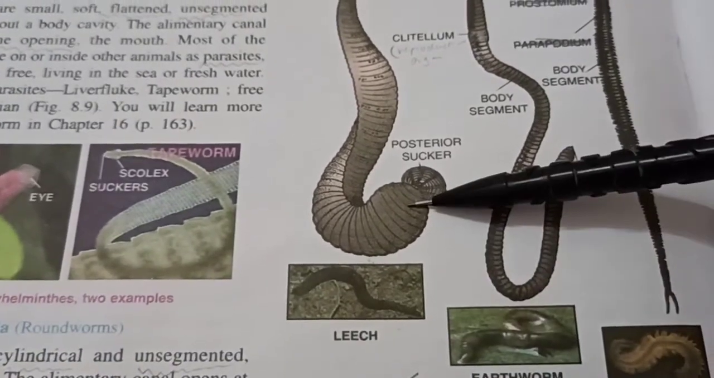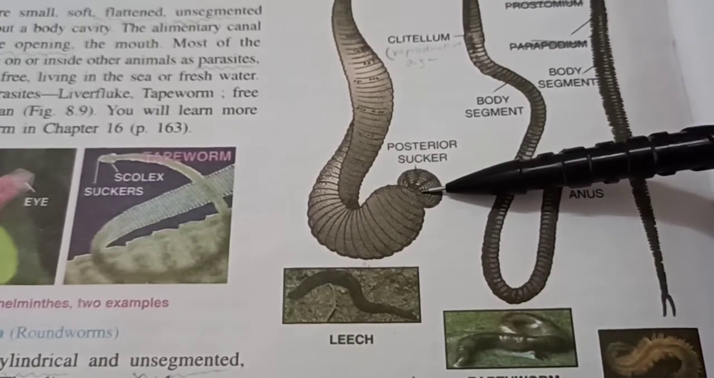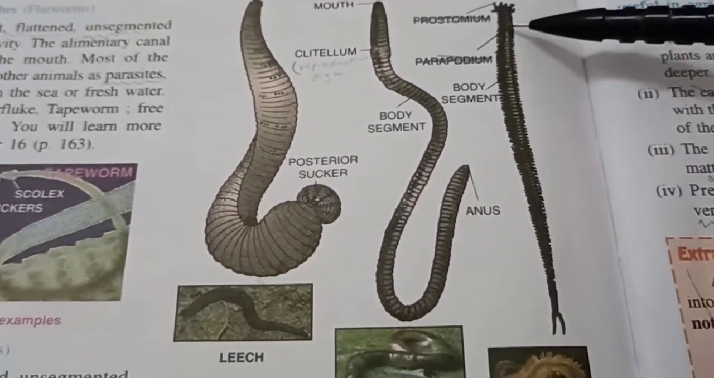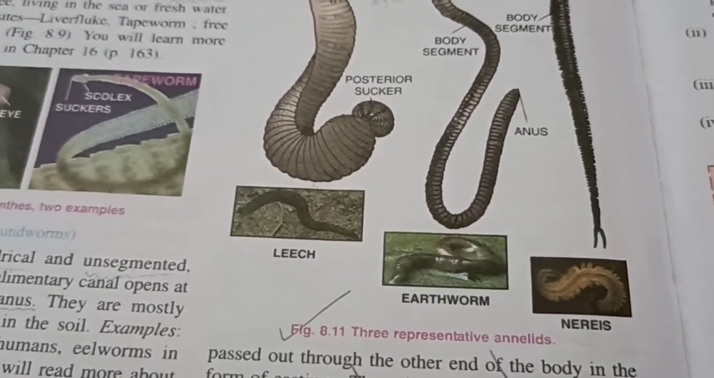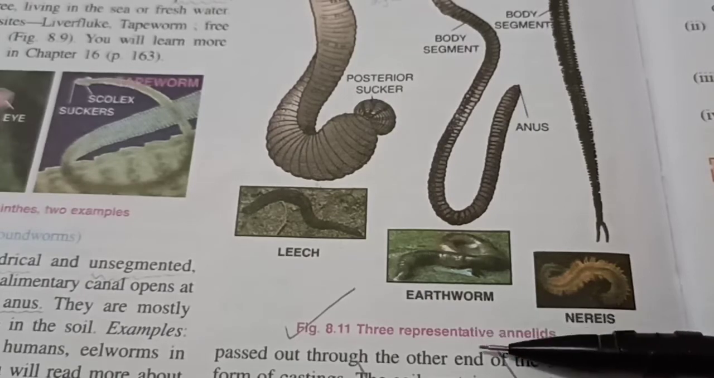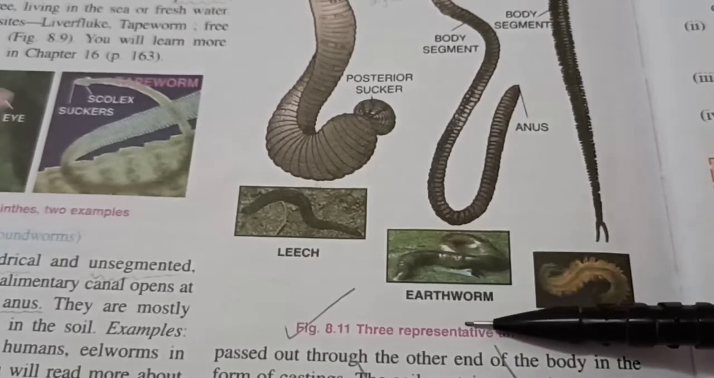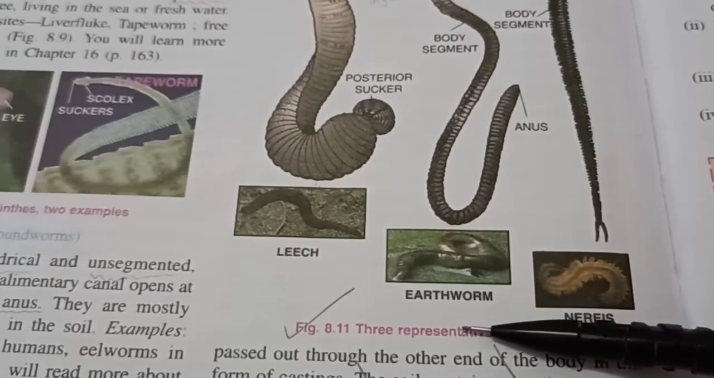The leech is parasitic. It has a sucker which can suck the blood from your skin. You won't even realize it for a long time. What is this beauty? Nereis. Earthworm is called farmer's best friend because as it passes through the soil, it loosens it up, aerates it. Its excreta makes the soil fertile. In fact, compost is made with the help of earthworm called vermicompost.